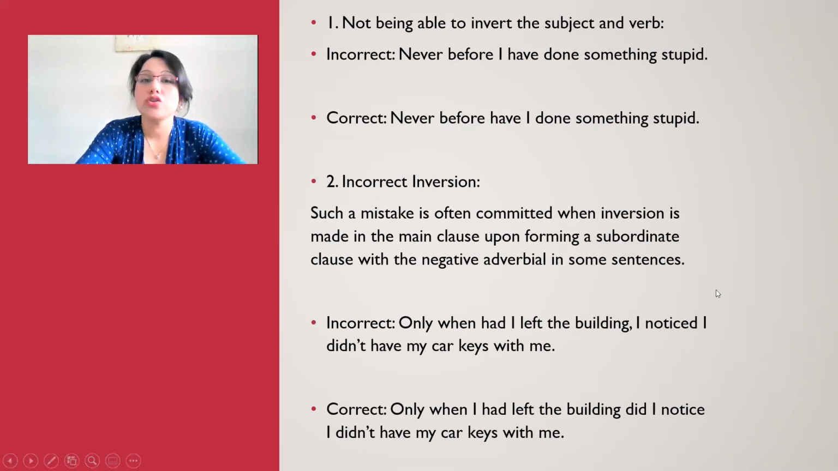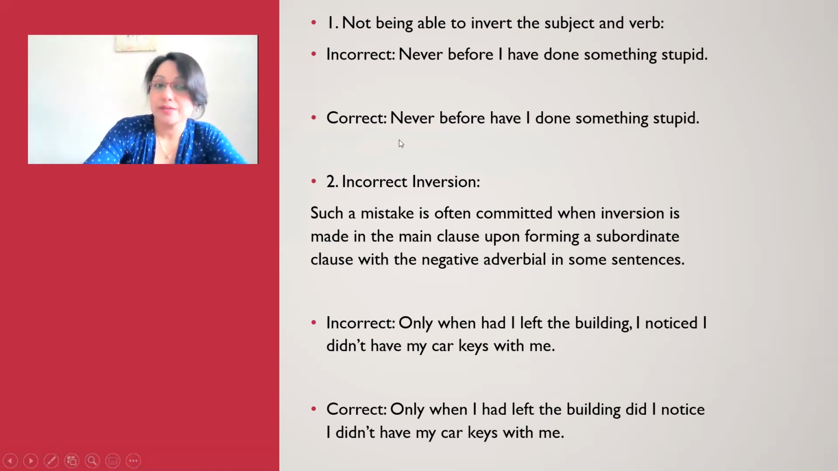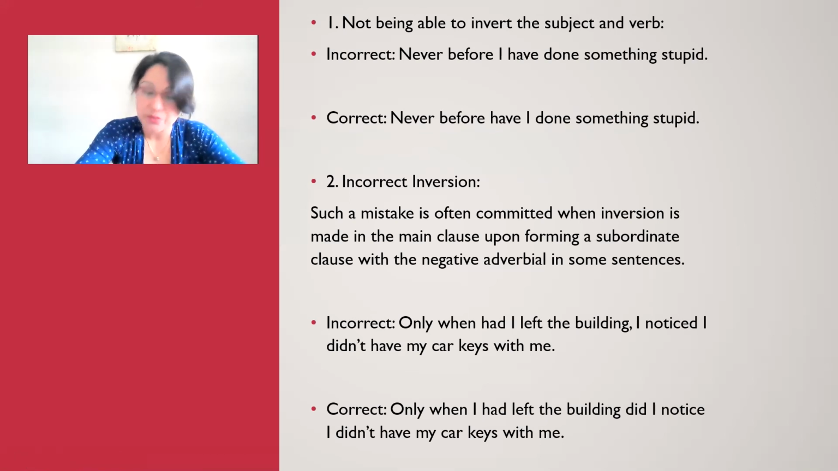And there are certain mistakes that you make most of the time, so I want you to remember: not being able to invert the subject and the verb. One very common mistake is, as you can see here, never before I have done something stupid. What's wrong here? You did not invert. So how would you write it? Never before have I done something stupid. So you don't make that mistake when you are making your sentence emphatic. You are starting with a negative adverbial clause, so then what you have to do is invert.